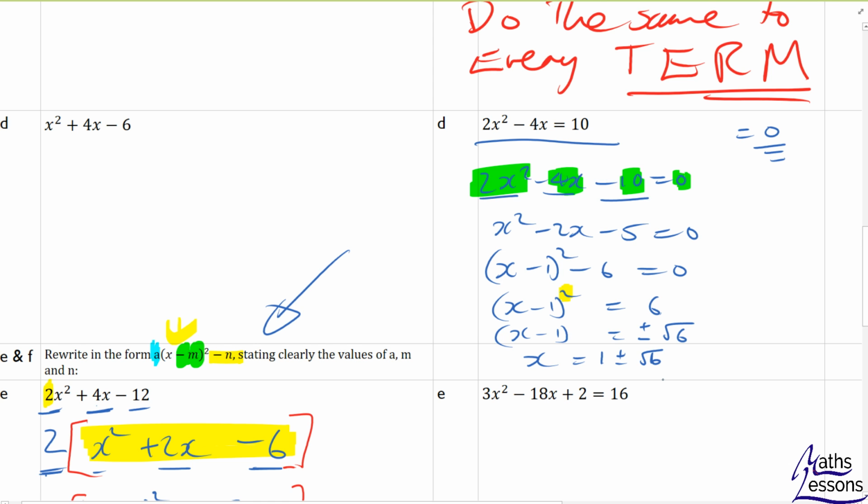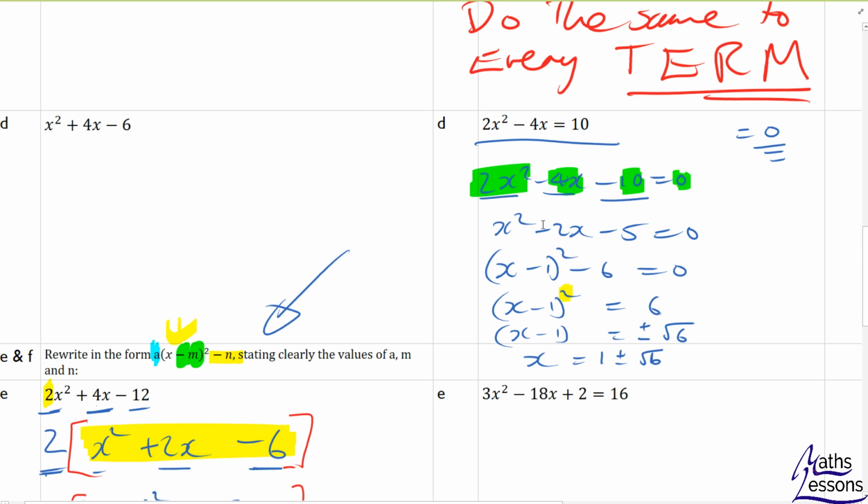Remember, if they ask for so many decimal places, put it into your calculator and get it out. If you don't like the idea, you want to add your 1 like that, that's okay. It just doesn't look as neat. It doesn't matter.